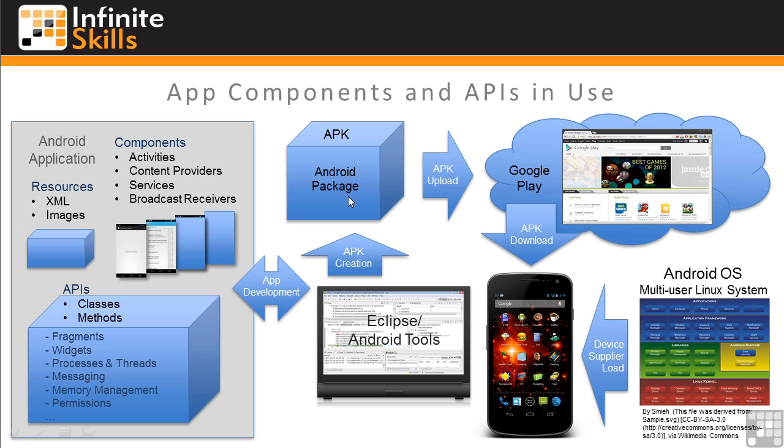We also looked at how you use Eclipse to create an APK, or Android package, that you then upload to Google Play using the Developer Console. Once on Google Play, device users can download the APKs to their smartphones and tablets. Device suppliers have loaded smartphones and tablets with the Android operating system. Let's take a closer look at how this works on mobile devices.